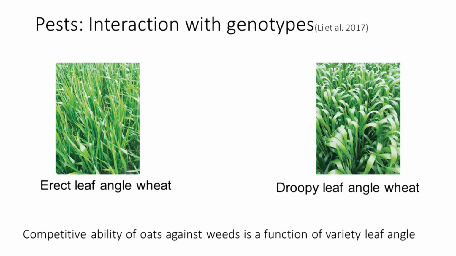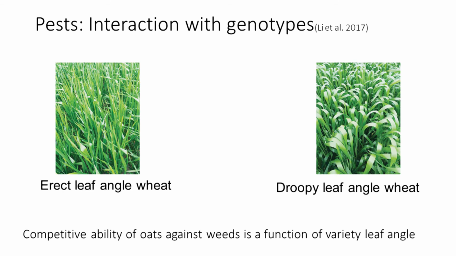So the next interaction between genotype and pest we'll explore is the effect of leaf angle on the competitive ability of that crop or crop variety against weeds. So here this is wheat, but this is true again for other kinds of crops. You have on the left a more erect leaf angle, a more vertical leaf angle. On the right you have a more droopy leaf angle, very scientific term, droopy. So we have these two kinds of leaf angles.